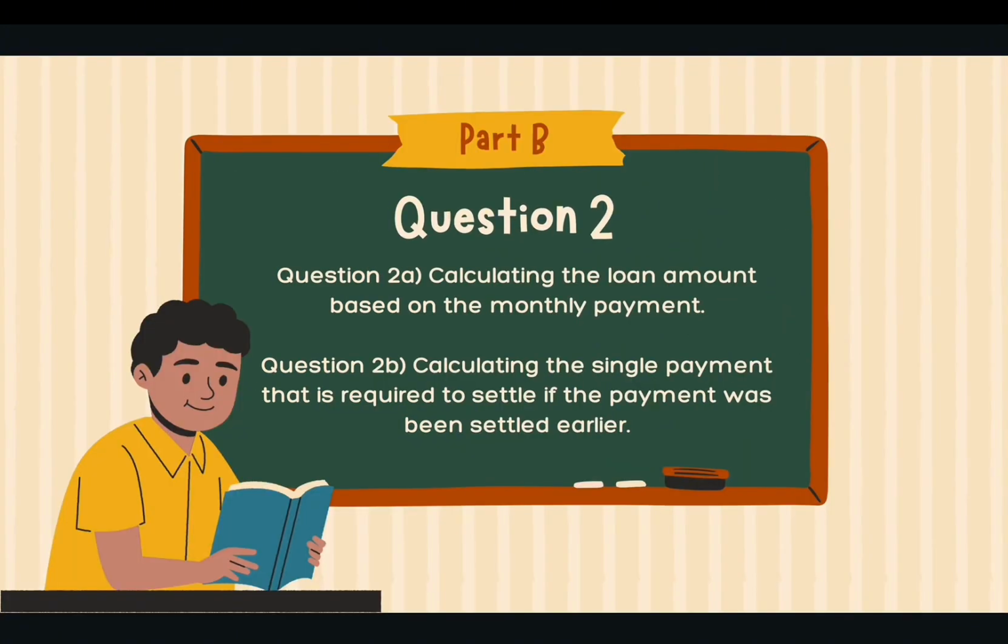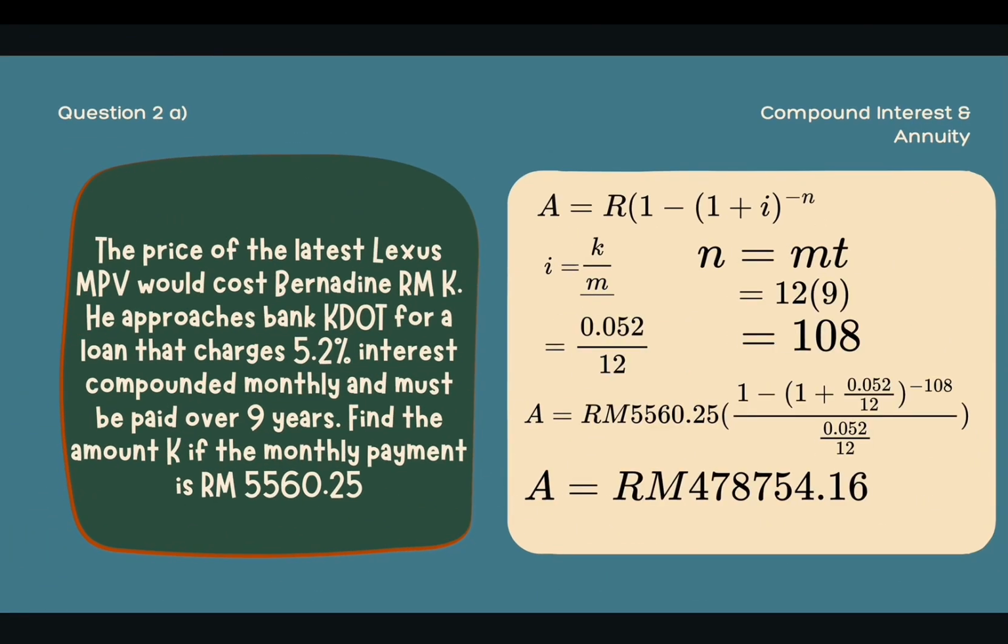For question 2 in part B, we are going to calculate the loan amount and the single payment. For question 2A, the price of the latest Lexus MPV would cost Bernardine RMK. He approaches Bank KDOT for a loan that charges 5.2% interest compounded monthly and must be paid over 9 years. Find the amount K if the monthly payment is RM5,560.25. So this is our formula, which is A equals R times (1 minus (1 plus interest) to the power of negative n) over interest. Our interest is K per M, which is 0.052 per 12, and our n is 108.